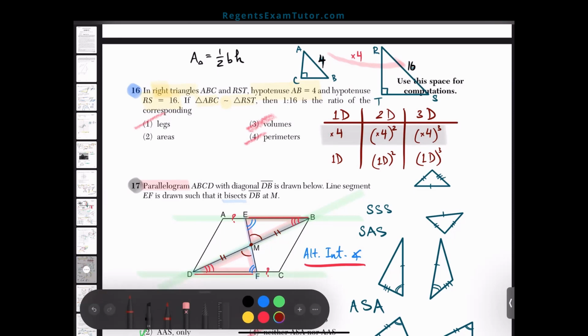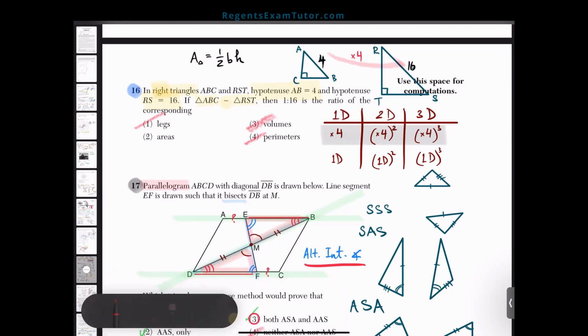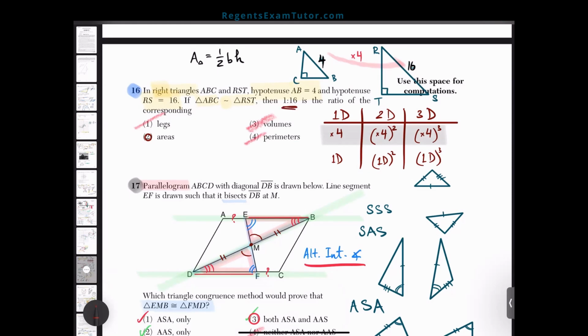So if the 1D ratio is 1 to 4, times 4, then the 2D, the volume, or sorry, the 2D, the area would be 4 squared, which is 16. So that confirms answer choice 2 is correct on this one. And then the volumes would be 4 cubed. So that's already bigger than 16. So 1 to 16 is just the ratio of the area.